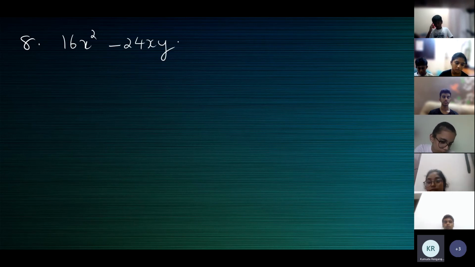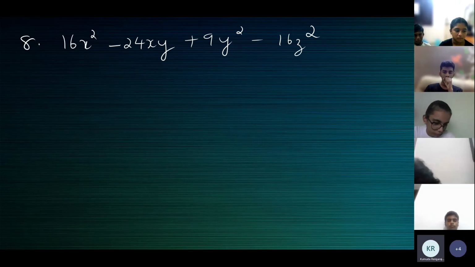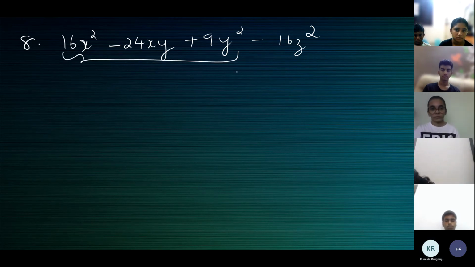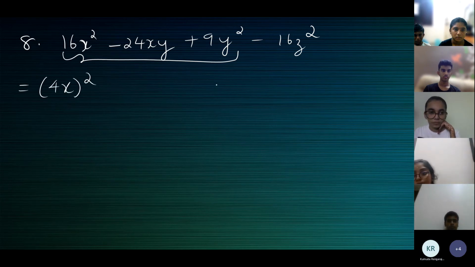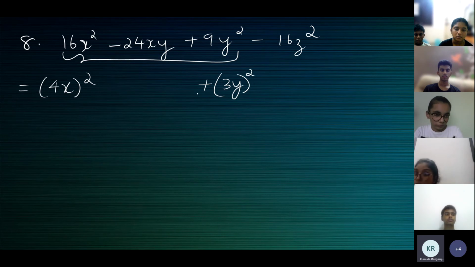The next one is similar. The 8th one is similar: 16x squared minus 24xy plus 9y squared minus 16z squared. So this is also of 8th standard. Here you can see there is an x squared, a y squared, and an xy term. So you can try to group these three terms. 16x squared can be written as 4x the whole square, and 9y square can be written as 3y the whole square.